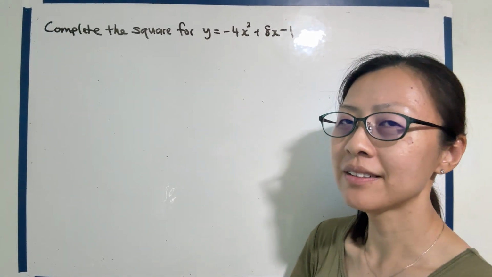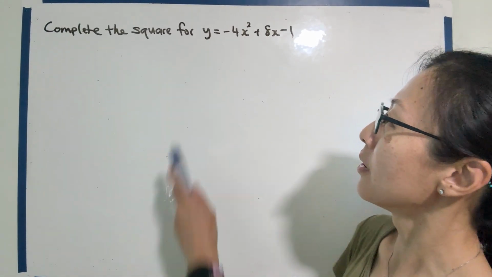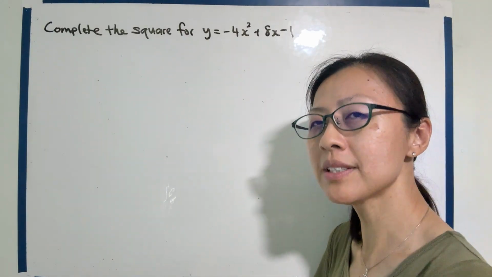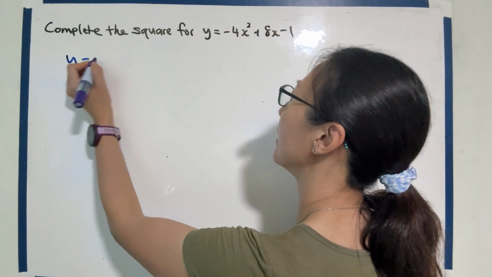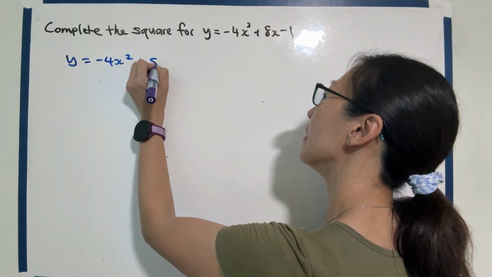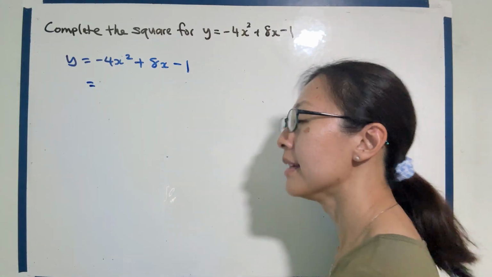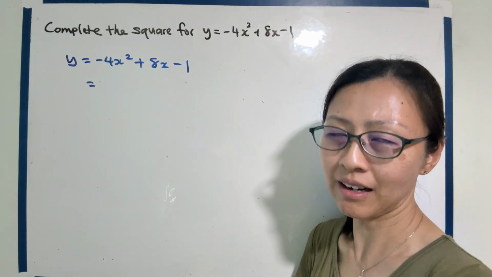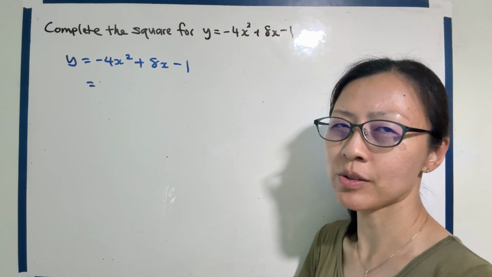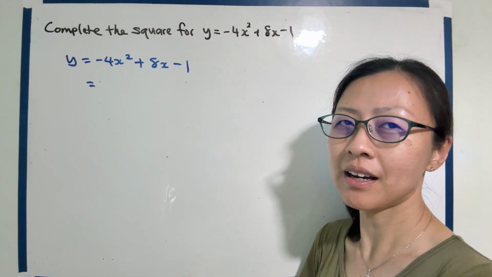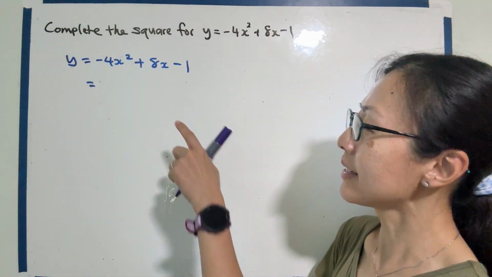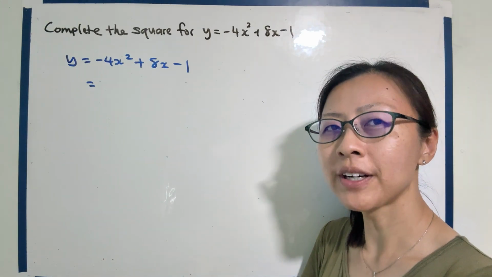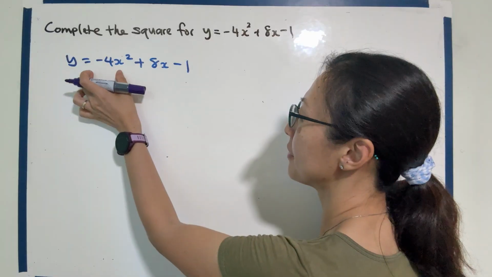Here we have another question on completing the square, and it is for y equals negative 4x squared plus 8x minus 1. So the first step is to write down the question. Then from there, ask ourselves, do we need to factorize anything out based on the coefficient of x squared? Yes, right? Because our consideration is that our x squared coefficient needs to be 1. So because of that, we have to factorize out negative 4 from the first two terms.